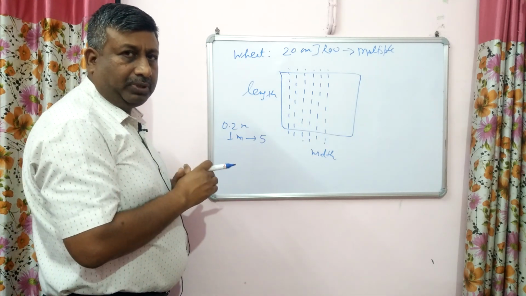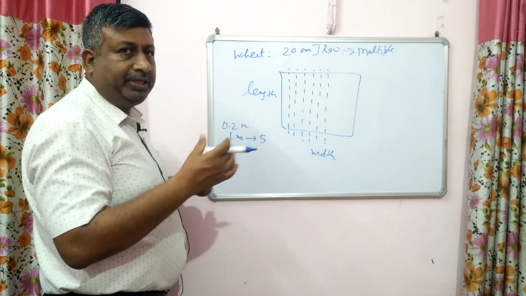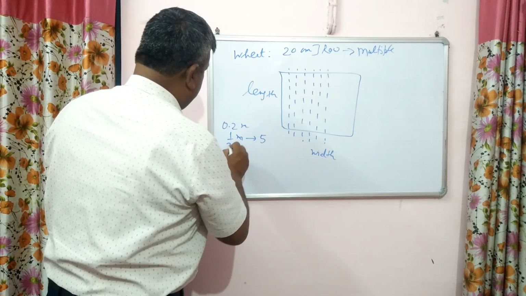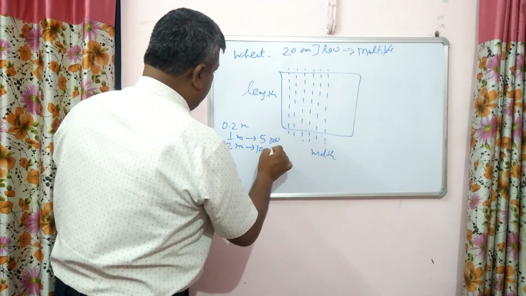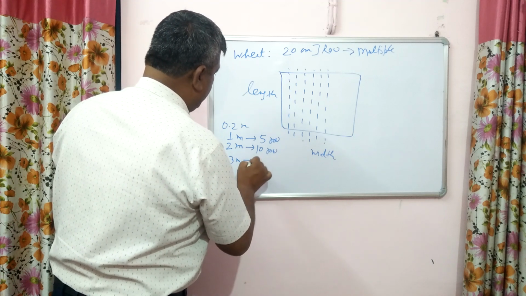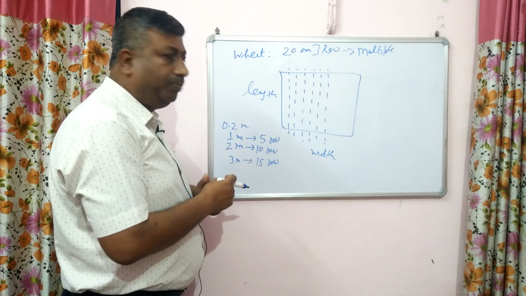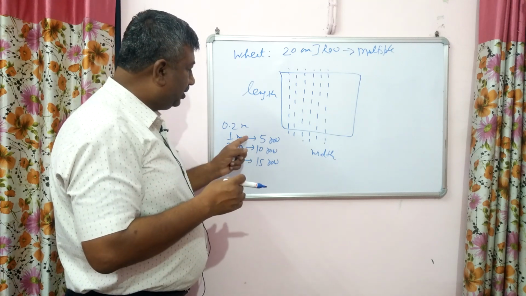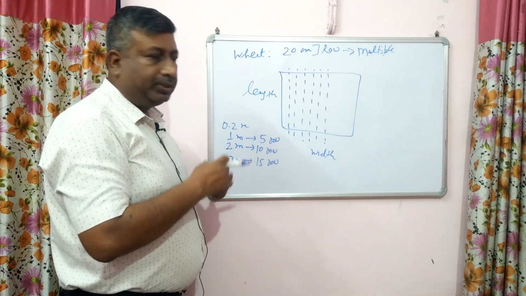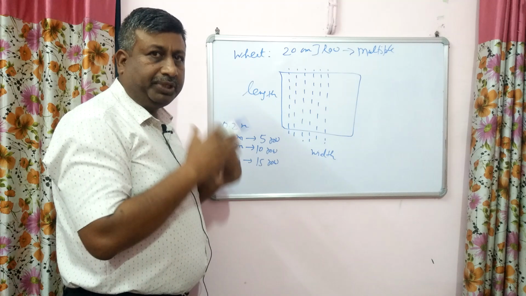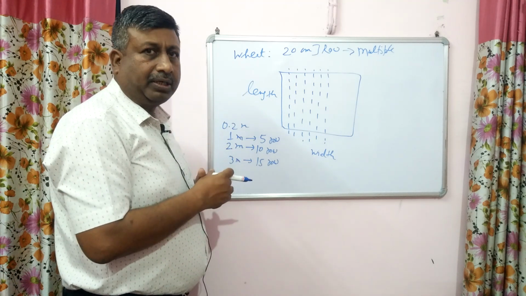One row is 0.2 meter, 20 centimeter. So in 1 meter, how many rows will be there? 5 rows. In 2 meter, there will be 10 rows. And in 3 meter, how many rows? 15 rows. So we can have 2 meter or 3 meter, but not 1 meter, as 5 rows are too few. We maintain the rows in such a way that there is a proper competition effect, proper treatment effect, and we can do some intercultivation practice.